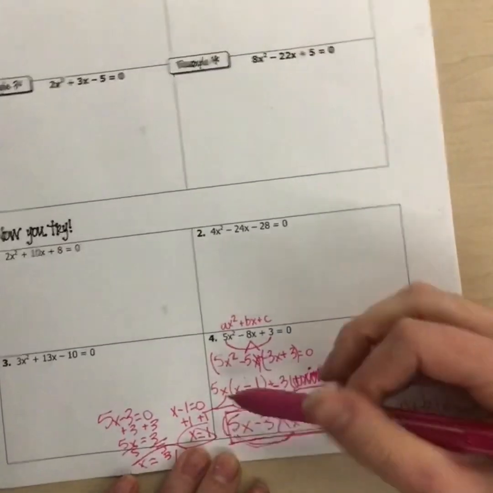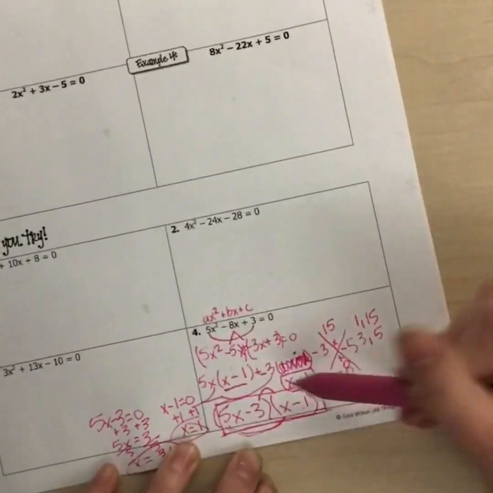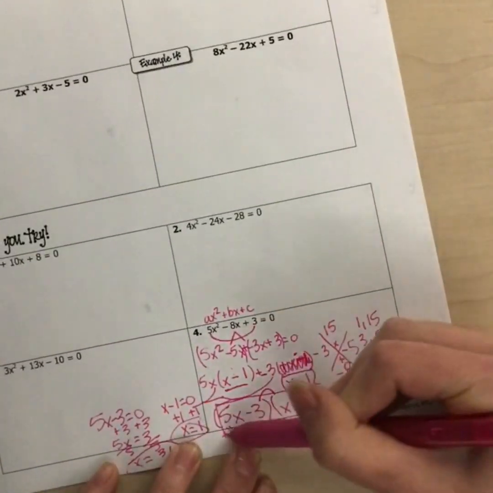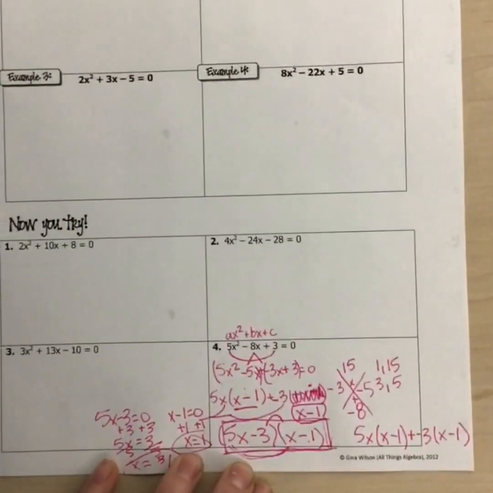Again, for your Delta Math assignment, they're just going to ask you for the factors. So you're going to want to use this set up right here instead.